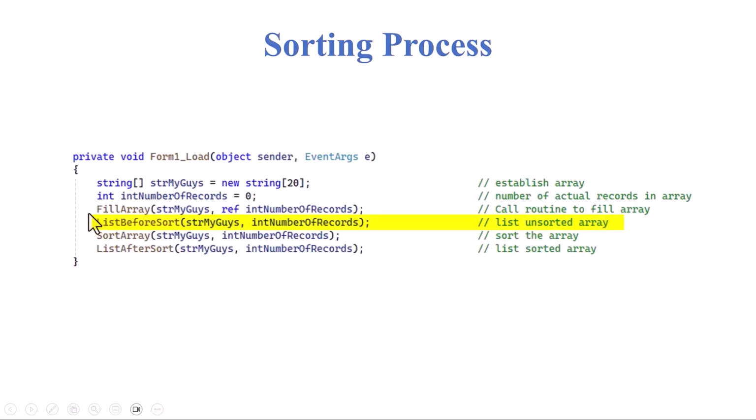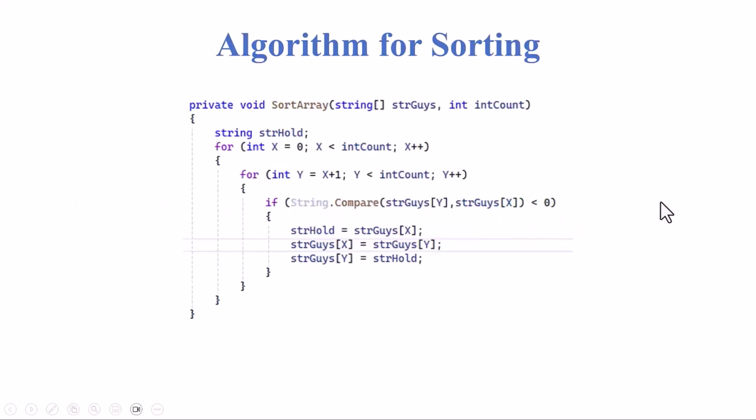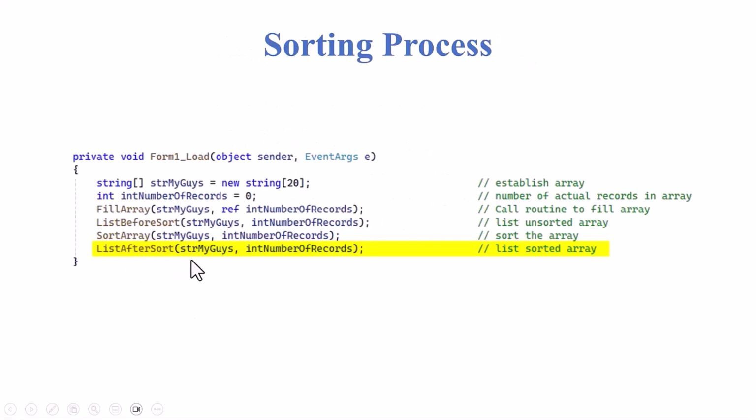Next, we're going to list before the sort. So we want to put all of the records in the array in the order they're actually there, so you can see the out of order values we've got here. Then we're going to call the sort array, which is that routine we just saw a little while ago, this routine right here. It's going to do the process, and it's going to sort all the elements in the array until they're in alphabetical order. Then we're going to list it after the sort. So we're going to take my guys, which is now in alphabetical order, and list that out. And that's it. That's all that's going to be done.